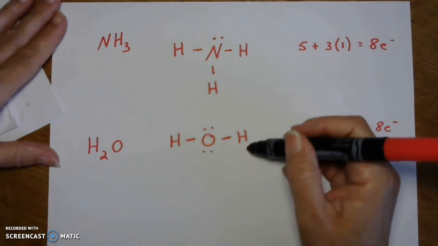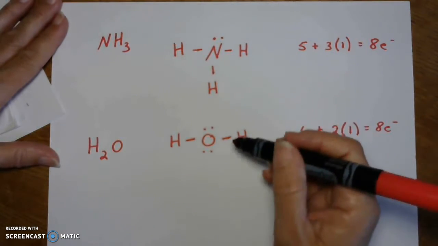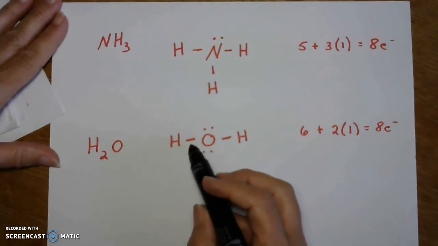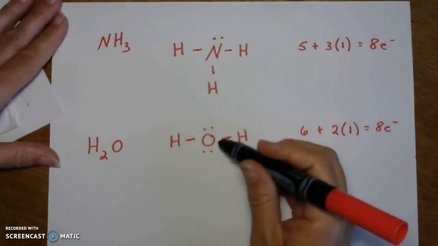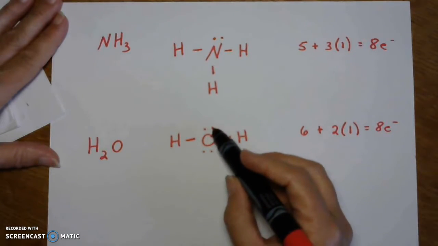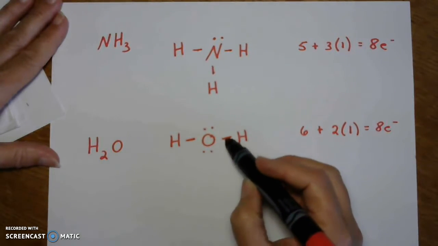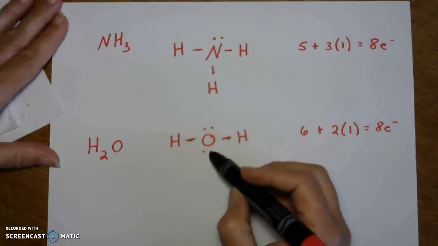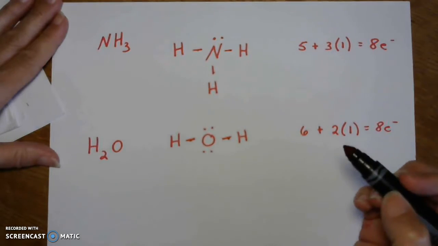Let's count and make sure everybody's got an octet. The hydrogen doesn't have an octet, but it has 2 electrons, and that's all it wants. The oxygen has 1, 2, 3, 4, 5, 6, 7, 8. So it has an octet. Everybody's happy.